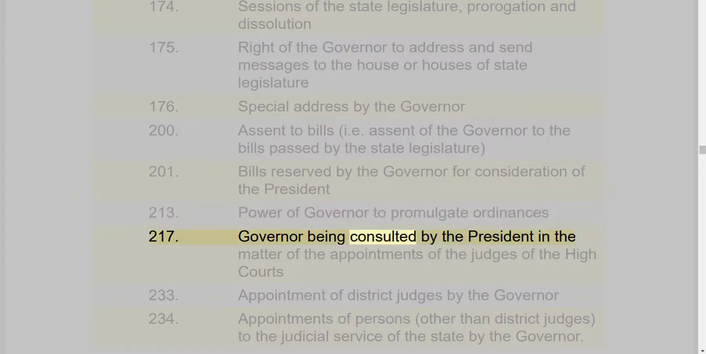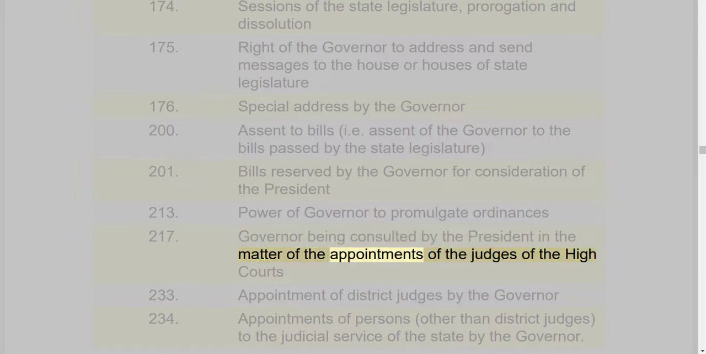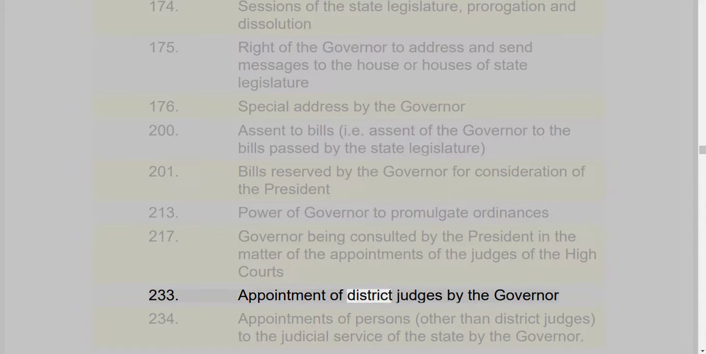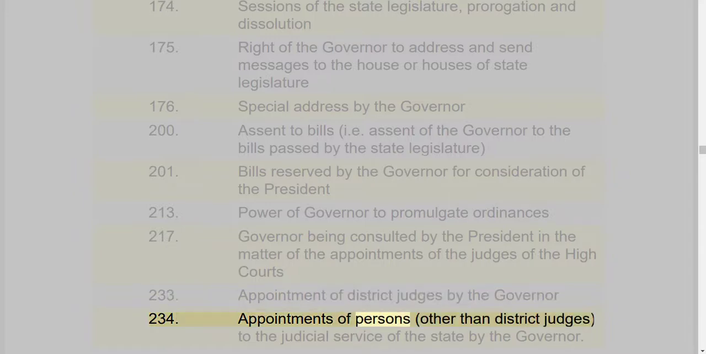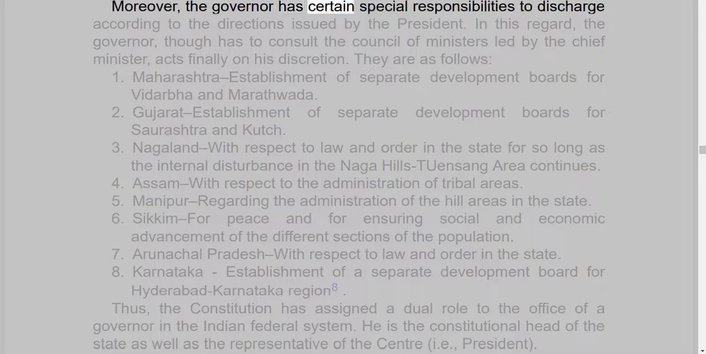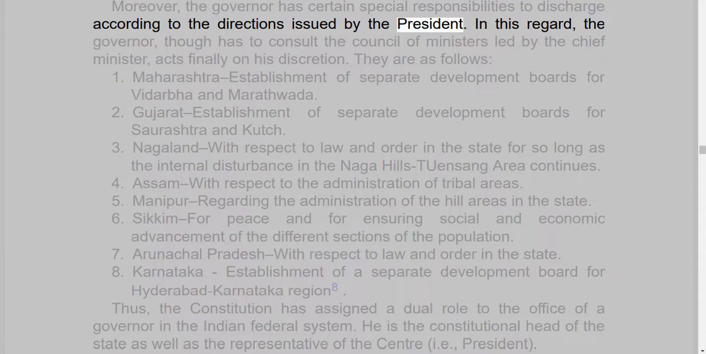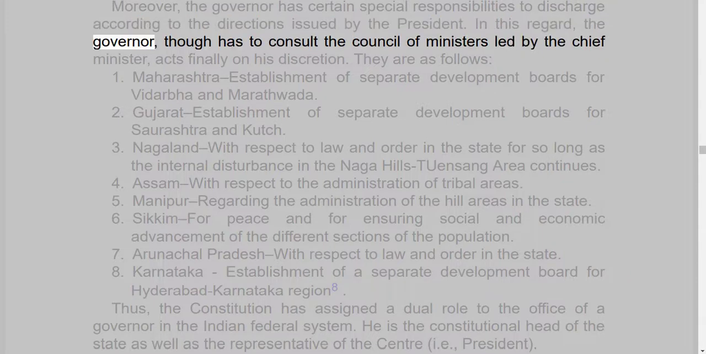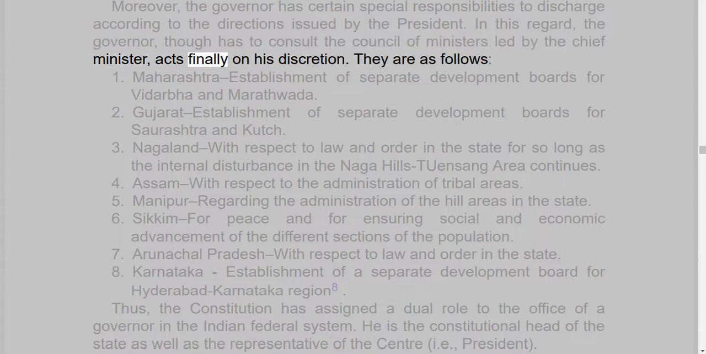217. Governor being consulted by the president in the matter of the appointments of the judges of the high courts. 233. Appointment of district judges by the governor. 234. Appointments of persons other than district judges to the judicial service of the state by the governor. Moreover, the governor has certain special responsibilities to discharge according to the directions issued by the president. In this regard, the governor, though he has to consult the council of ministers led by the chief minister, acts finally on his discretion. They are as follows.